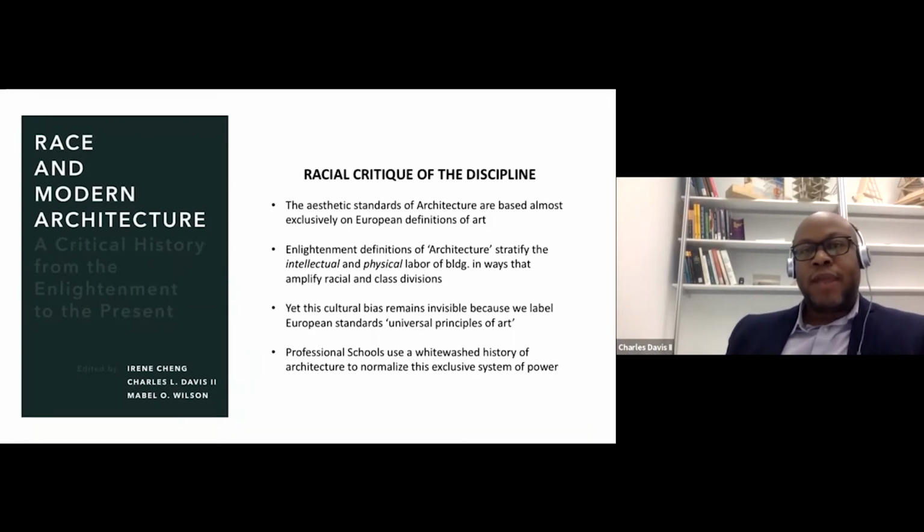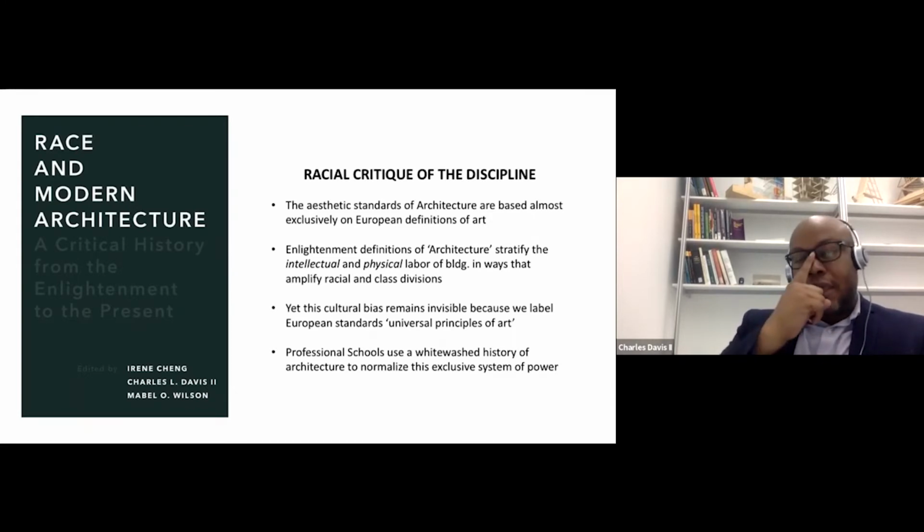Secondly, Enlightenment definitions of architecture tend to stratify the intellectual and physical labor of building in ways that amplify racial and class divisions. So this should take you back to the second image that I showed, where the architect is dressed in raiment that's very much paralleling that of royalty. And the labor that the architect is said to do and to perform is intellectual or artistic, which is somehow different from the physical labor of buildings.